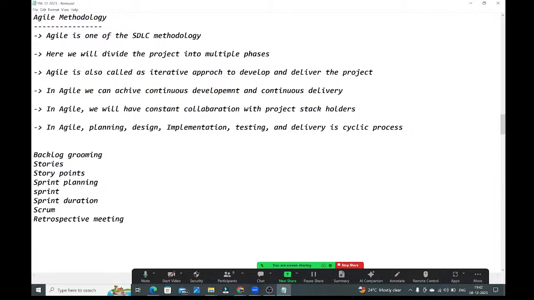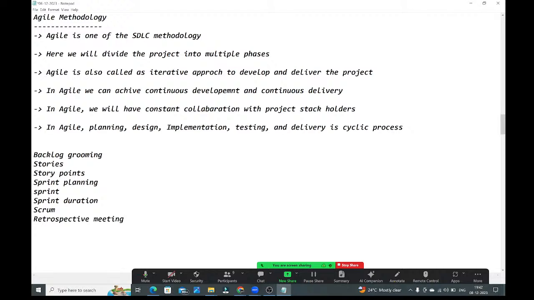Okay, what is a story? A story is nothing but a task which we need to work on. In Jira, they will create the stories for us. The product owner will create the stories for us in Jira, and we need to work on those stories. A story is nothing but a task which we need to work on.